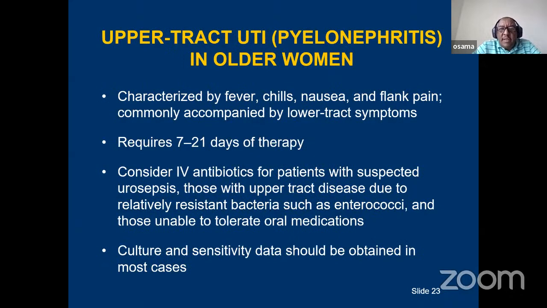Upper urinary tract infection, or pyelonephritis, in older women is characterized by fever, chills, nausea, and flank pain, commonly accompanied by lower tract symptoms. It requires 7 to 21 days of therapy. Consider IV antibiotic for patients with suspected urosepsis, those with upper tract disease due to relatively resistant bacteria such as enterococci, and those unable to tolerate oral medication. Culture and sensitivity data should be obtained in most cases.